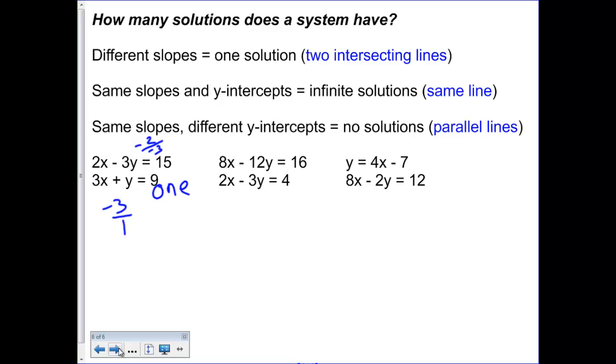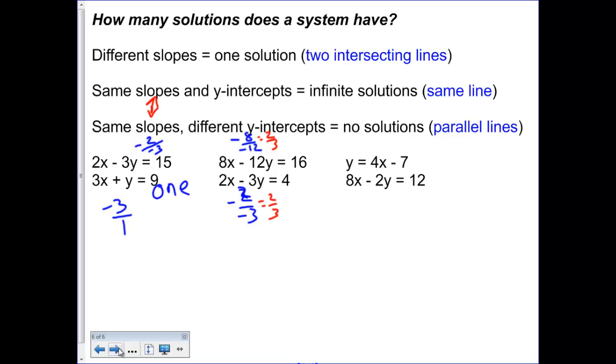The next one here will be a negative 8 over a negative 12, which is positive, and this will be a negative 2 over a negative 3, which is also positive. Then we're going to simplify the top one. We want to compare negative 8/12 to 2/3. So we'll divide by 4, and we end up with 2 over 3, and this is 2 over 3. So right now we can see that the lines have the same slope. There are two kinds of systems that have the same slope: one is infinite solutions and one is no solutions.